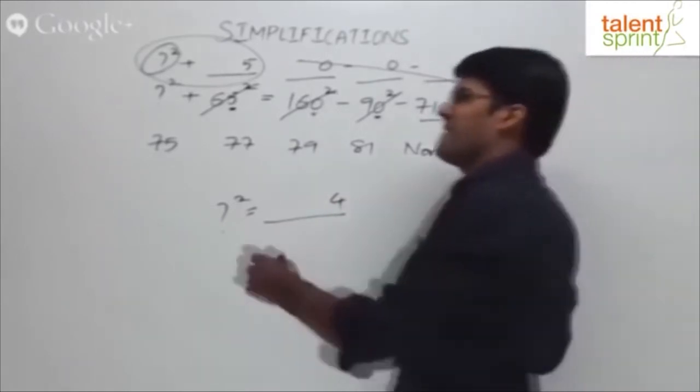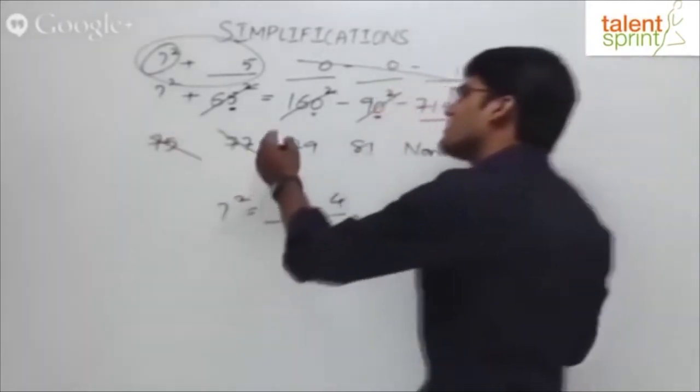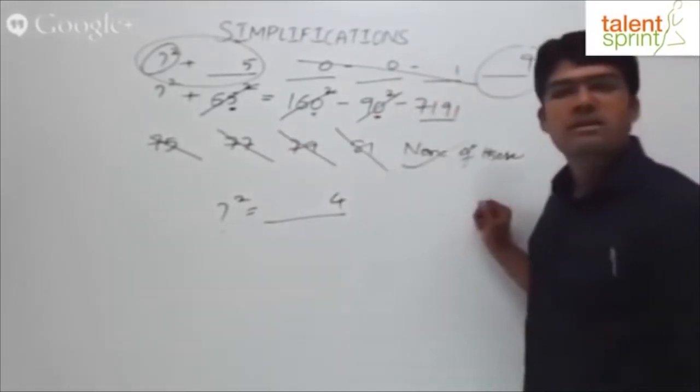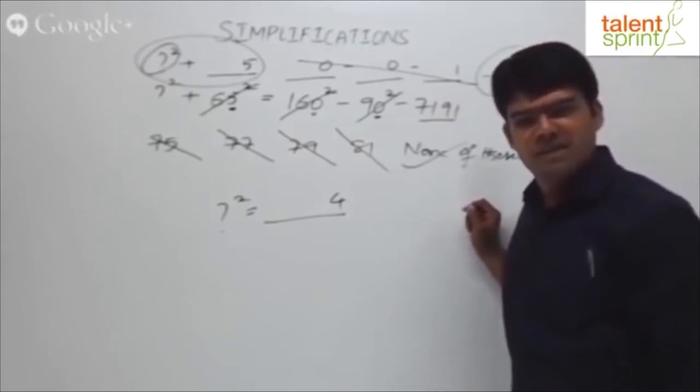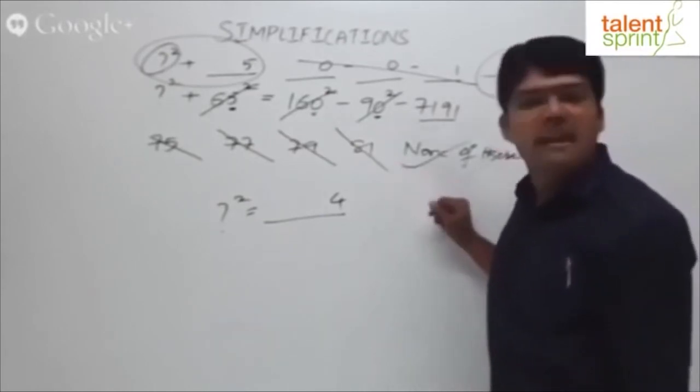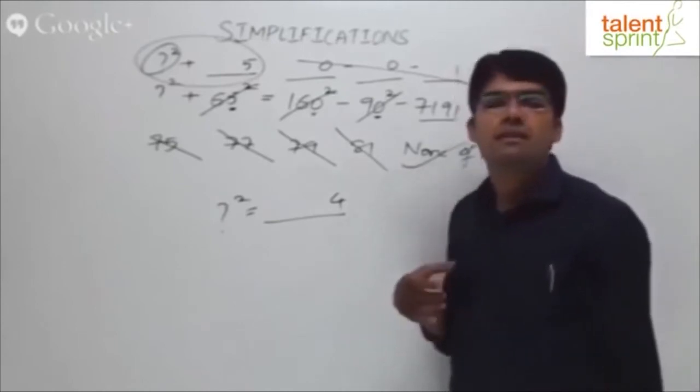Look at the options. 75, not possible. 77, not possible. Not possible. Not possible. 100%, the fifth option, none of this, is the correct answer, which I am sure most of you have followed. You've got the right answer without doing the complete calculation. So this is how the units place method will help you out.